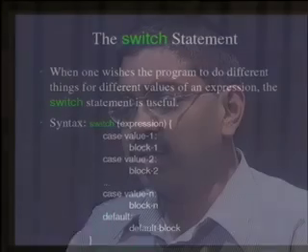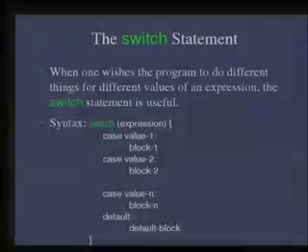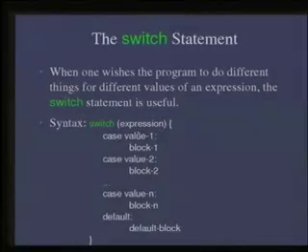And the essential idea this statement captures is that if the value of the expression turns out to be equal to value 1, then we want the set of statements block 1 to be executed. If it is equal to value 2, then we want the set of statements block 2 to be executed, and so on. And if the value of the expression doesn't match any of these n values, then we want the default block to be executed. But there are some subtleties in this description that I just mentioned, and we'll look at them in a minute.